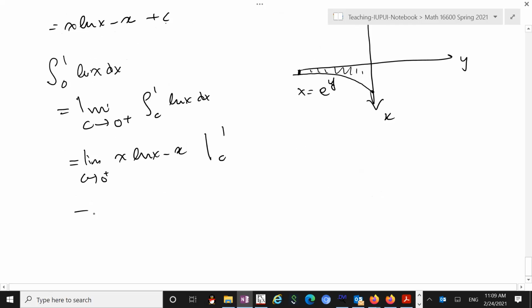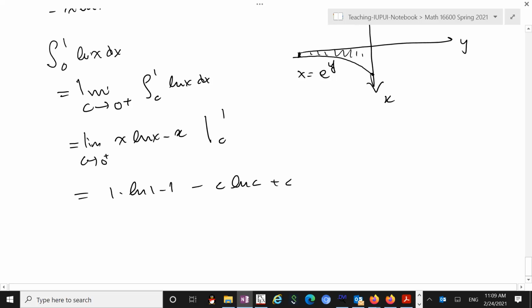Okay, so let's plug 1 in for x and plug in c, and that's plus c. So what do we get? Natural log of 1 is 0. So I end up with c minus 1 minus c natural log of c.